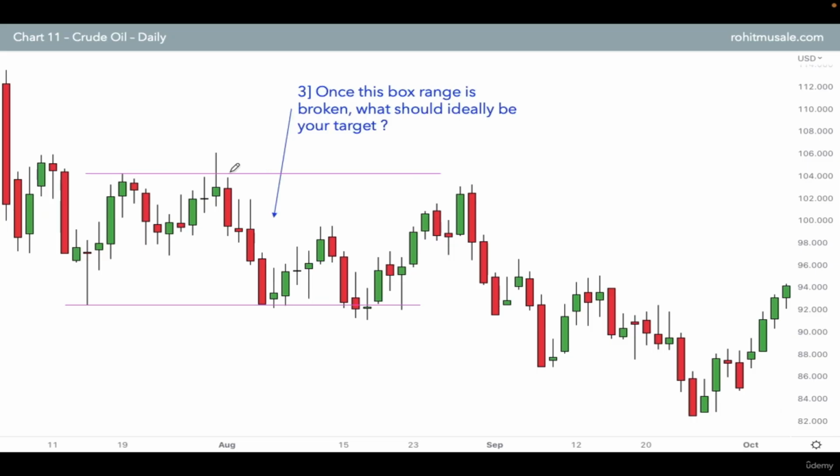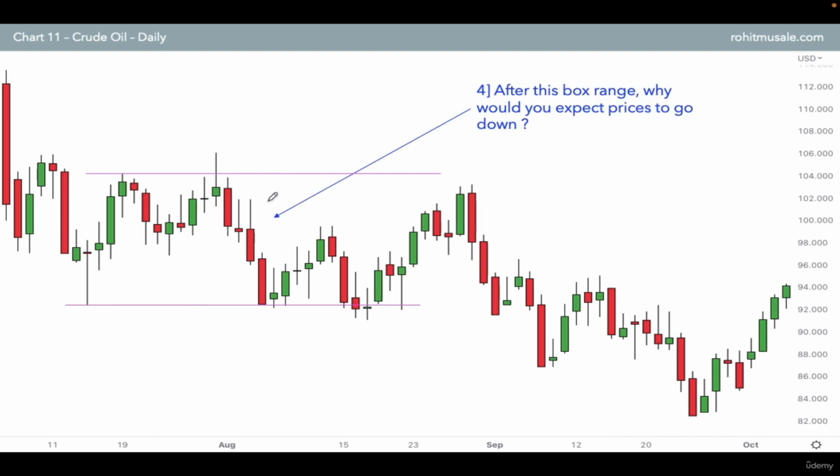Number 3, once this box range is broken, what should ideally be your target? So the target is measured like this. So you project that same distance down. So somewhere here, that should be your target. After this box range, why would you expect prices to go down? So that distance, why did we measure it down? Why did we not measure that distance upwards?